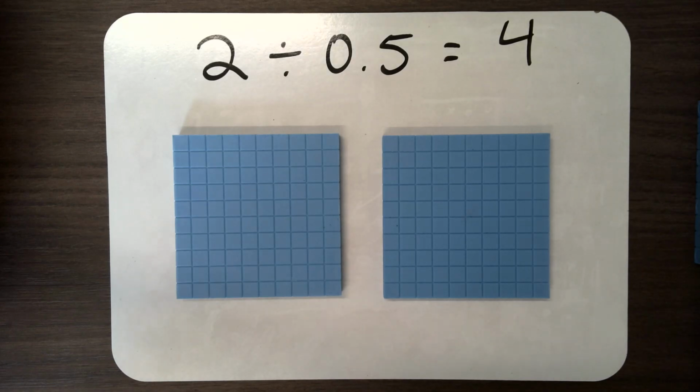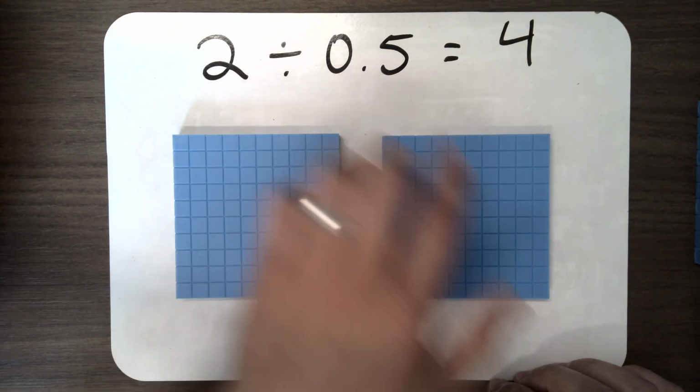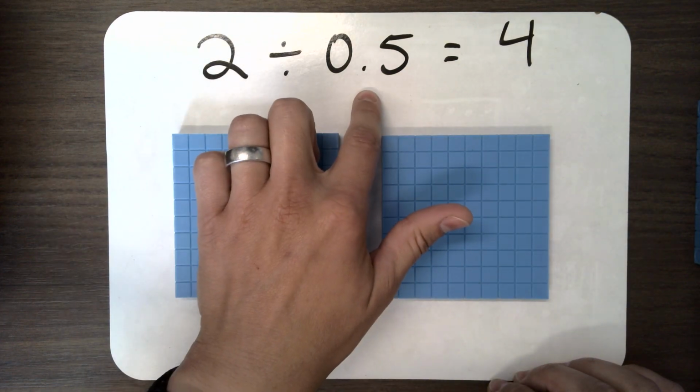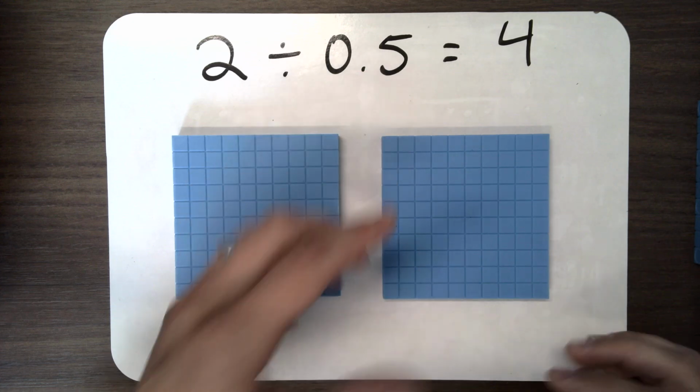In this video, we're going to discuss CRA models for dividing a whole number by a decimal. We have two examples we're going to look at, one with a whole number quotient, one with a decimal quotient. Our first one is going to be 2 divided by 5/10, and we're going to show why that's equal to 4.